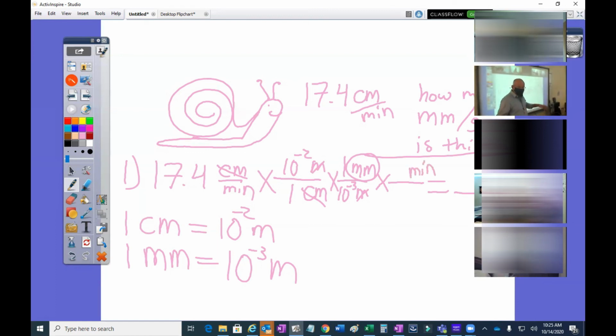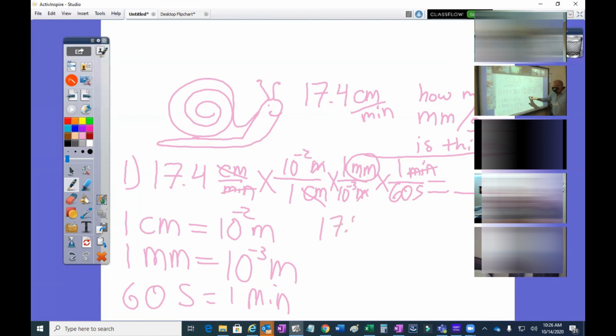I happen to have out in the garage a nice board that I could use, and it's called 60 seconds equals 1 minute. I already know this. 60 seconds equals 1 minute. 1 goes in front of minute, 60 goes in front of seconds. Minute cancels, and I have 17.4 times 10 to the minus 2 over 10 to the minus 3 times 60, like that. You punch that in your calculator.